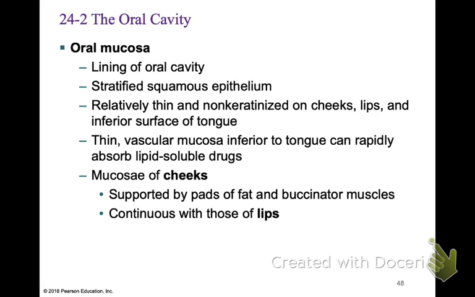So the lining of the mouth, we already know, is a stratified squamous epithelium, and it's not as thick as in your skin. It's non-keratinized, and it's on the inside of your cheeks, the inside of your lips, and the inferior surface of the tongue. The surface of the tongue is actually specialized for friction and gripping, but also it has, of course, the taste buds in it. The vascular mucosa under your tongue is very thin, and that's a place we put drugs to be absorbed. Common one is nitroglycerin tablets for people with chest pains.